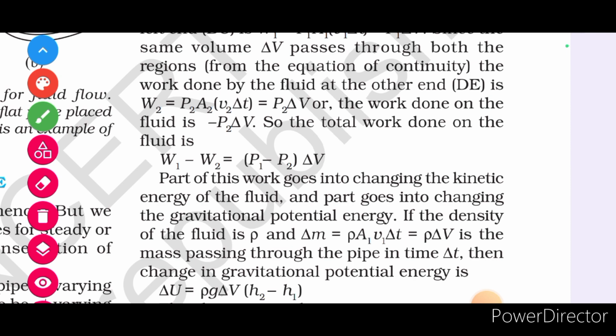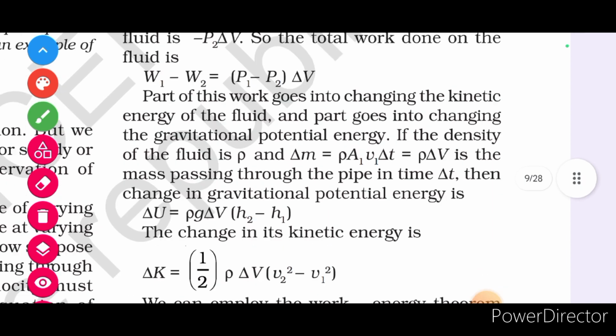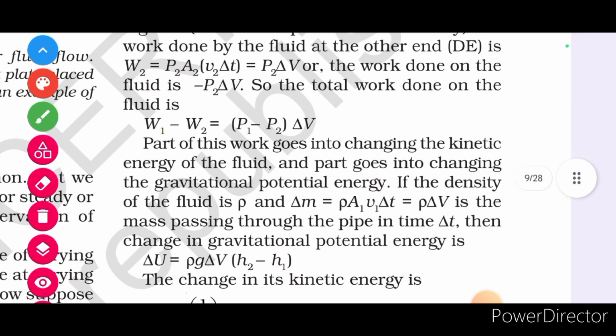Part of this work, this net work done on the fluid, goes into changing the kinetic energy of the fluid, and part goes into changing the gravitational potential energy. Energy will be used up in changing the kinetic energy and also the potential energy, because you have to rise some height, the height changes, so some work has to be done on changing its height. Energy has to be spent, and some will be used up in increasing the velocity, that is a change in kinetic energy.